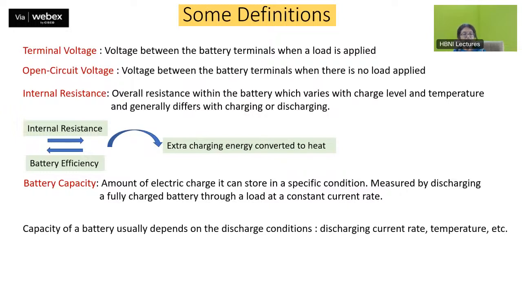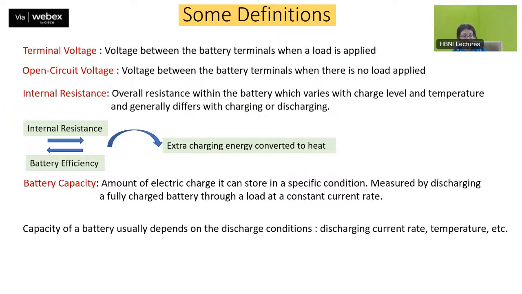Just revising that. Terminal voltage is the voltage between the battery terminals when load is applied. What is open circuit voltage? It is the voltage between the battery terminals when no load is applied. What is the internal resistance? It is the overall resistance within the battery, which varies with charge level and temperature, and generally differs. It will differ with charging and discharging.